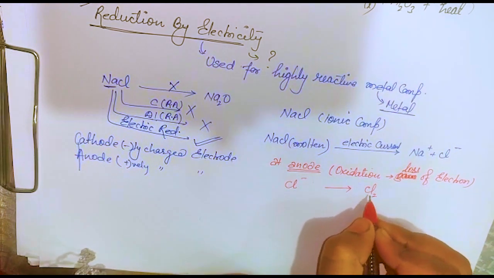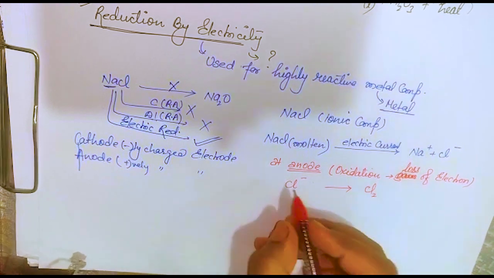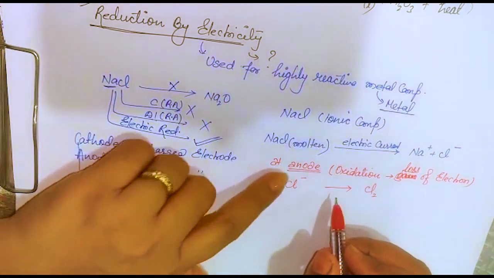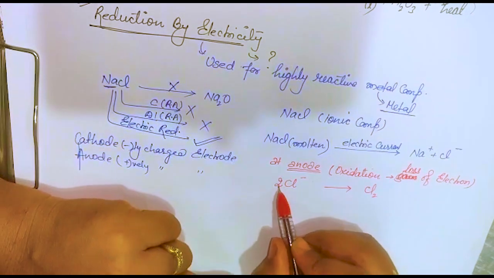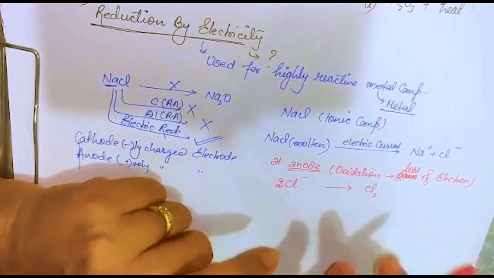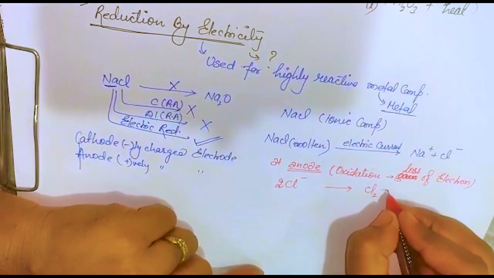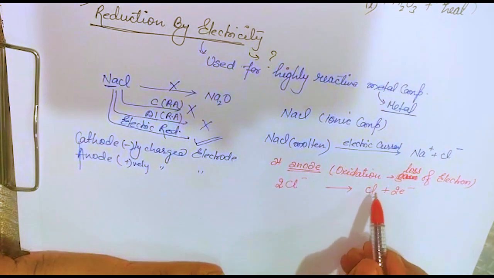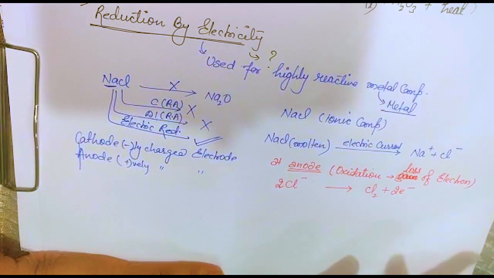So to make Cl2 we have to balance here too. One chlorine was having one electron, so now two chlorine will have two electrons, so this will lose two electrons. So I'm writing on this side. Got it? So at anode, what will we get? Chlorine we will get. Clear?